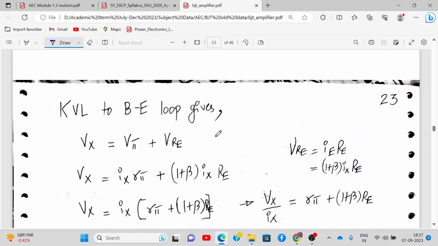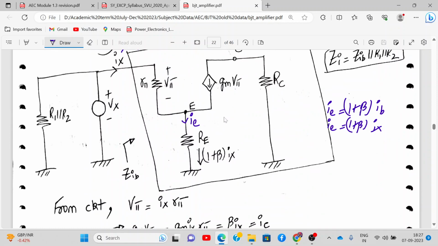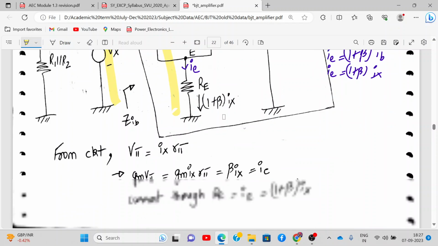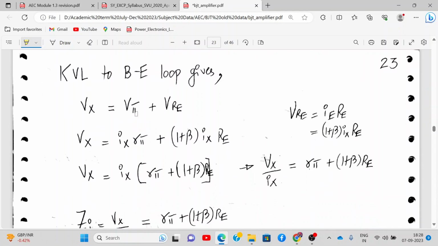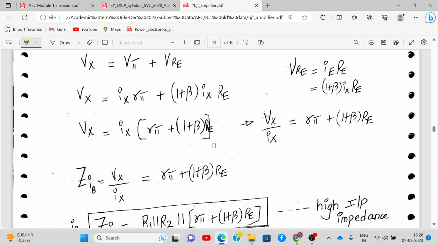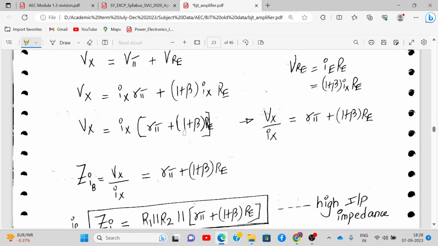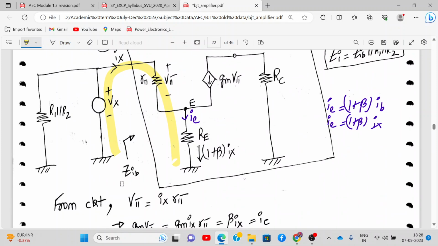Now we apply KVL to the base emitter loop. Here again we'll say that Vx is equal to V pi plus VRE. What is Vx? Ix into R pi, and VRE is 1 plus beta Ix into R pi. Now from here we take Ix common, and we get Vx upon Ix equal to R pi plus 1 plus beta Re. So this is ZIB, right?